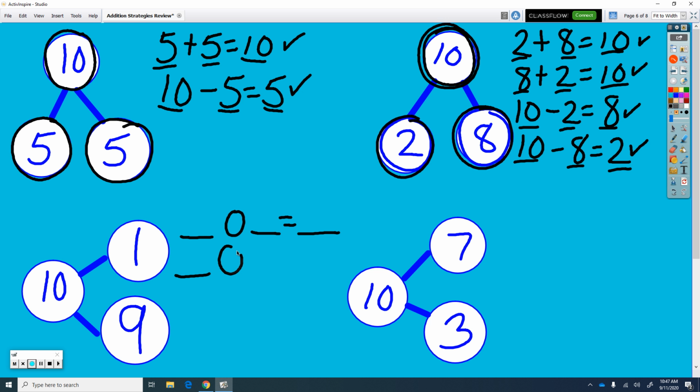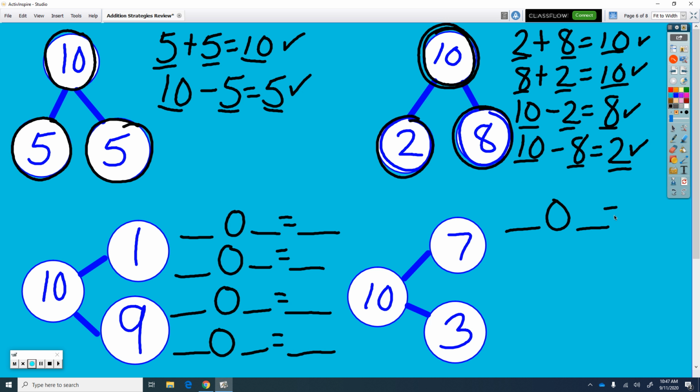And all the facts that can go with this number bond. And there's 4 of them, remember. Oops. I don't need circles there. Let me fix that. I need blanks for the answer.